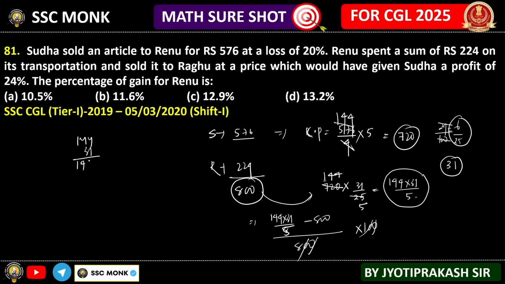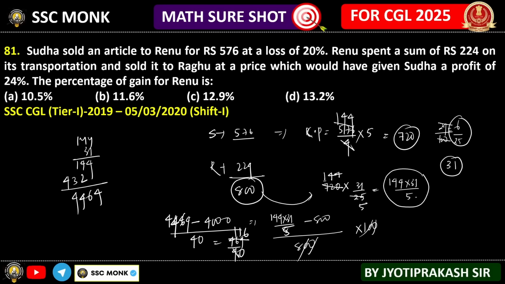144 into 31 can be written as 464. 464 minus 4000 divided by 5 into 8, that is 40. So this can be written as 464 by 40, which simplifies to 116 by 10, that is equal to 11.6% gain. That is option B is the right answer.